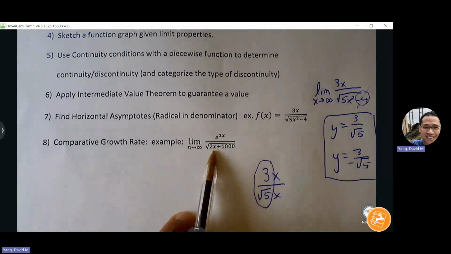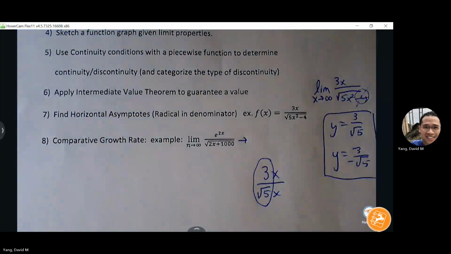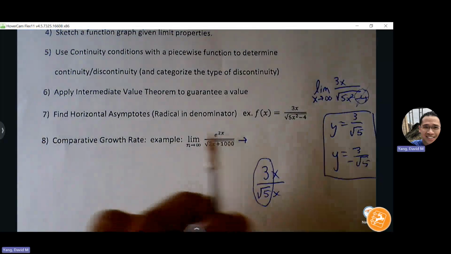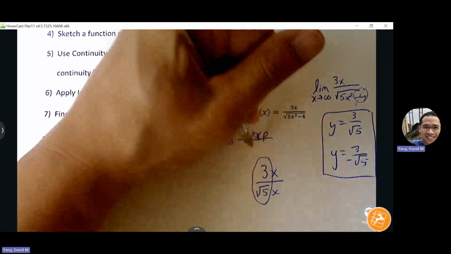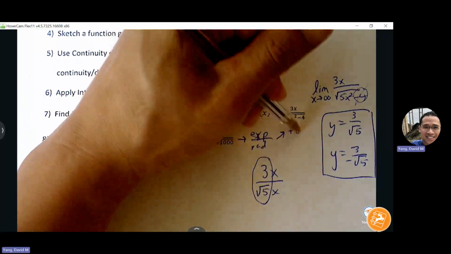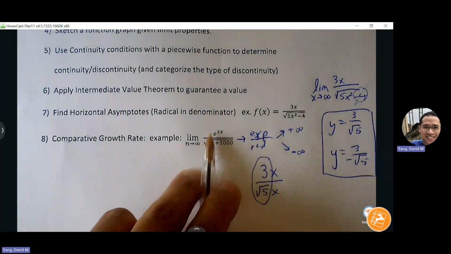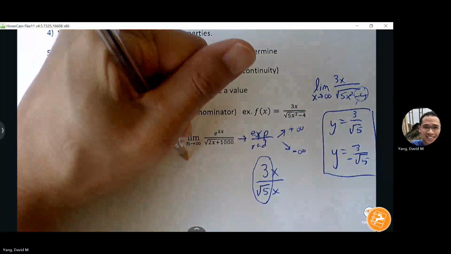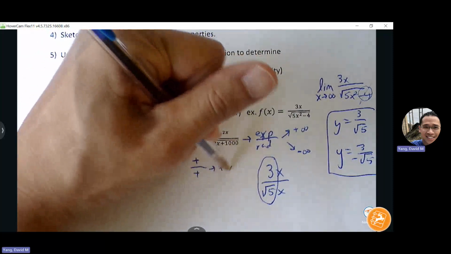So let's do this one here. Okay. What does the numerator fall under? Exponential. Denominator falls under radical. Therefore, it's going to be either positive or negative infinity. You test 100 in for the x. Numerator, we get positive. Denominator, we get positive. Therefore, positive.